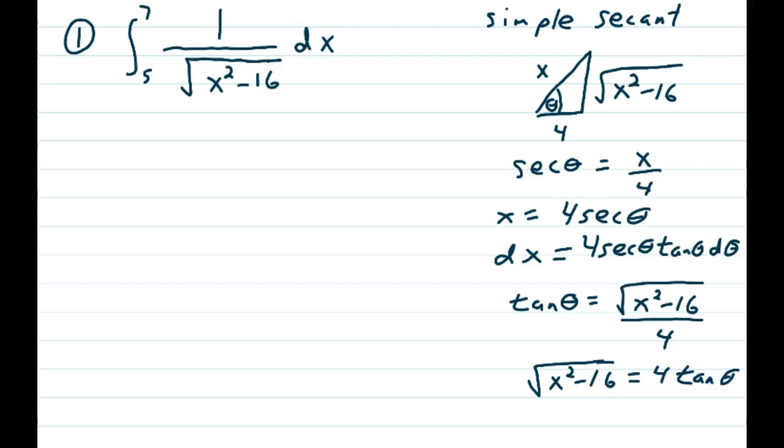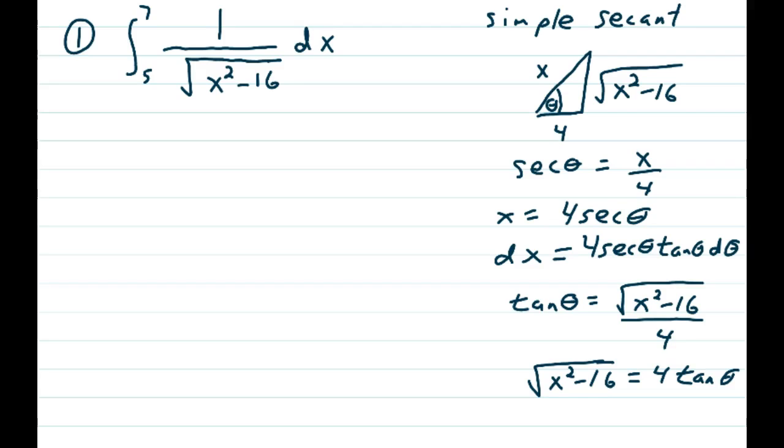Now, the secant of theta is going to be the hypotenuse over the adjacent, so I let x be the top of that fraction, which is the hypotenuse, and 4 being the bottom, which is the adjacent side. That means, multiplying by 4, that x is equal to 4 secant of theta. And dx, by taking the derivative, is 4 secant theta tan theta d theta.